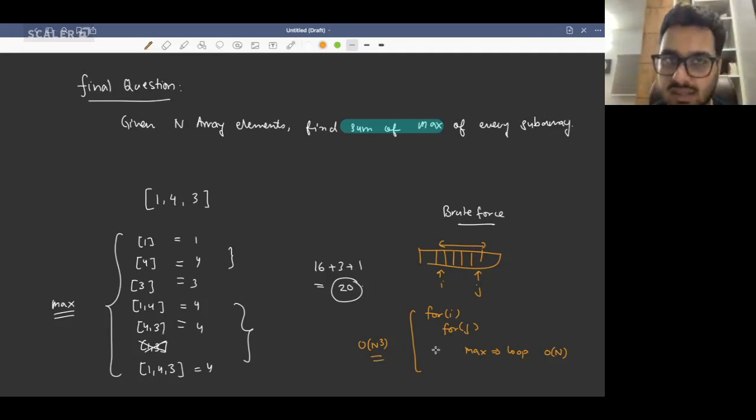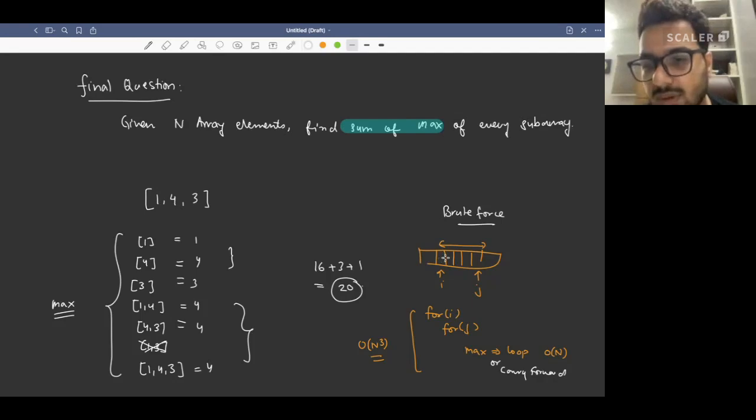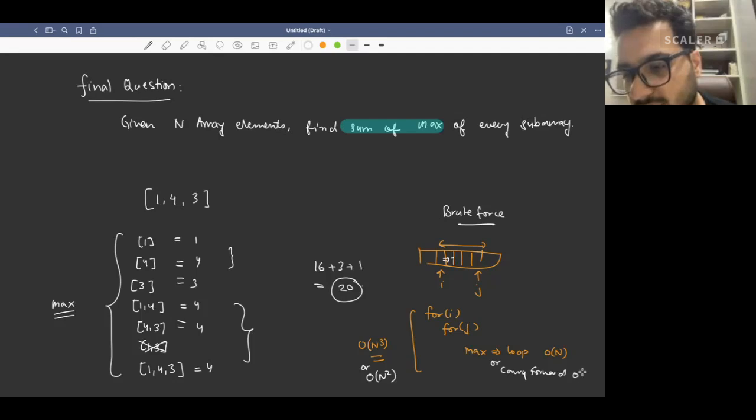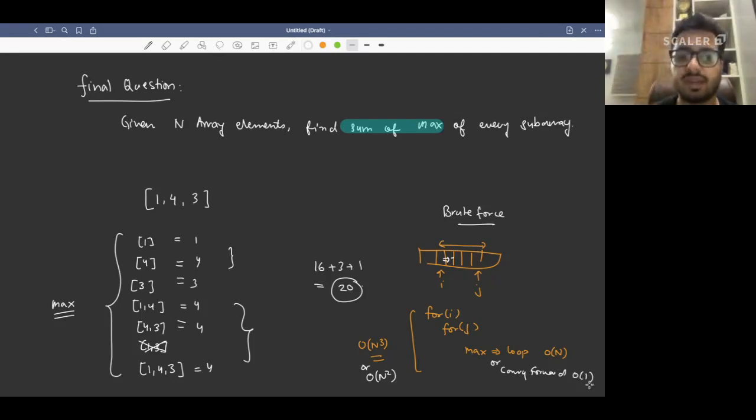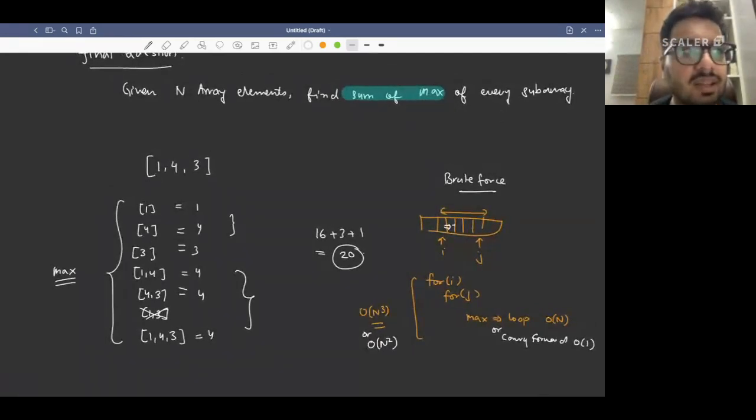Prefix sum, that's correct. Two loops with carry forward, that's correct. So maximum can be done in, or you can use carry forward. At ith index, you say, okay, this is the maximum. But when you go here, you say this element is bigger. This is the maximum. So it can be done in order of n square if you use carry forward. That's correct, right? Fine. Anything better we can do? Anything linear we can do?